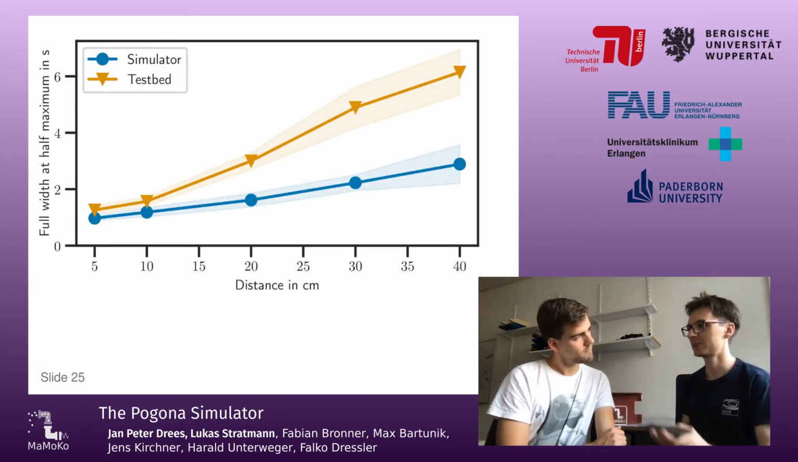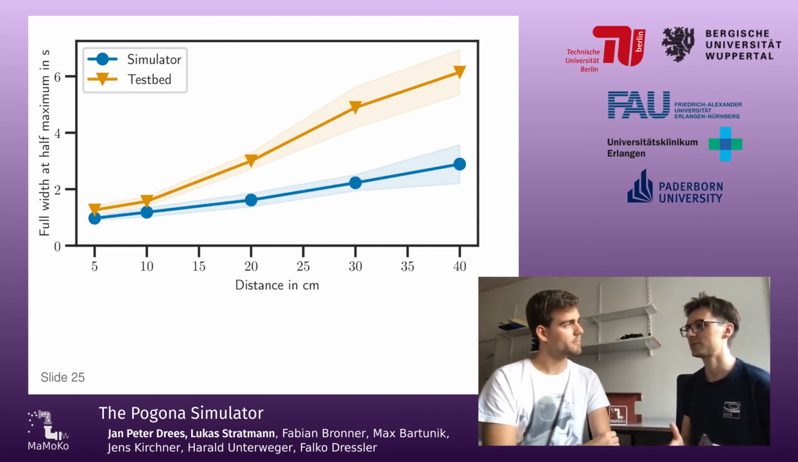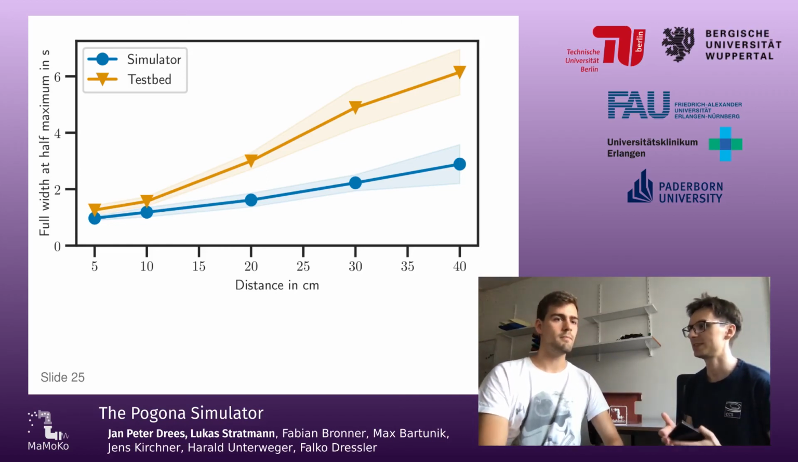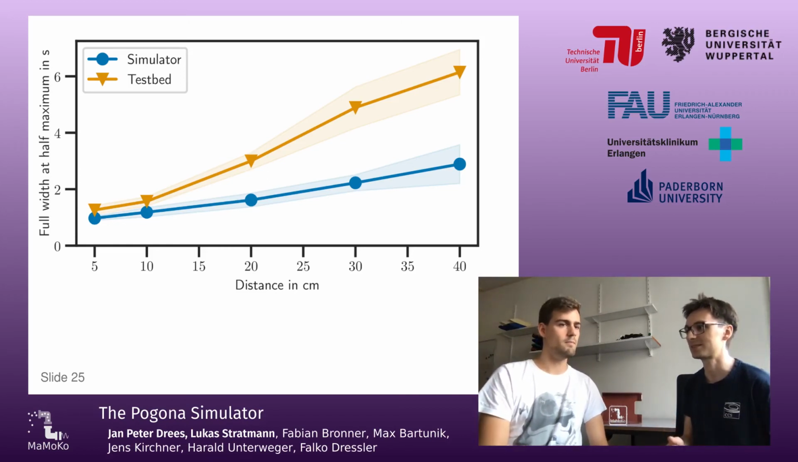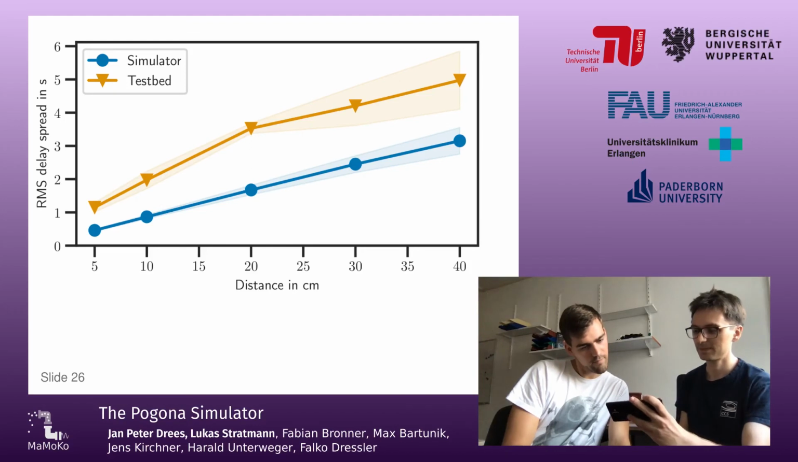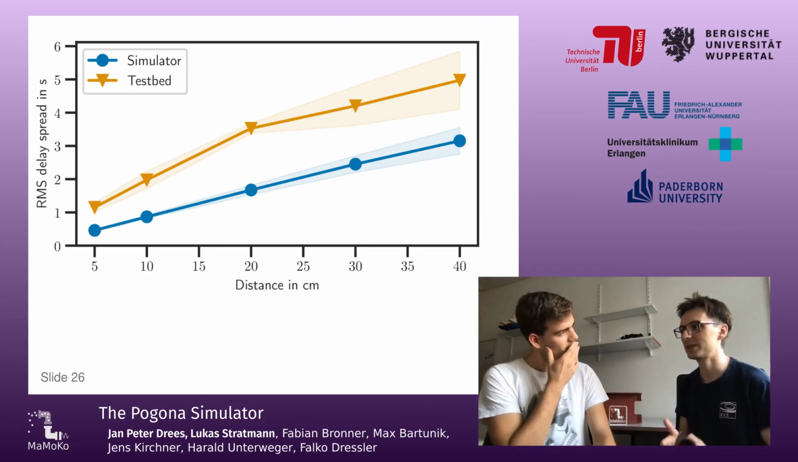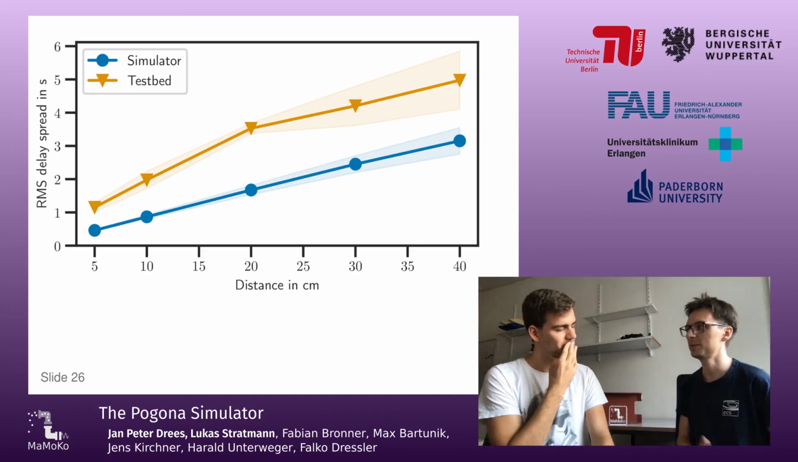So it looks like you're actually right. So at short distances, the difference is not so pronounced, but as you can see, it grows to over 3 seconds as the distance grows to 40 centimeters. And it's a similar story looking at the root mean square delay spreads, although they do not diverge as much. Do you have an idea where these differences might be coming from?